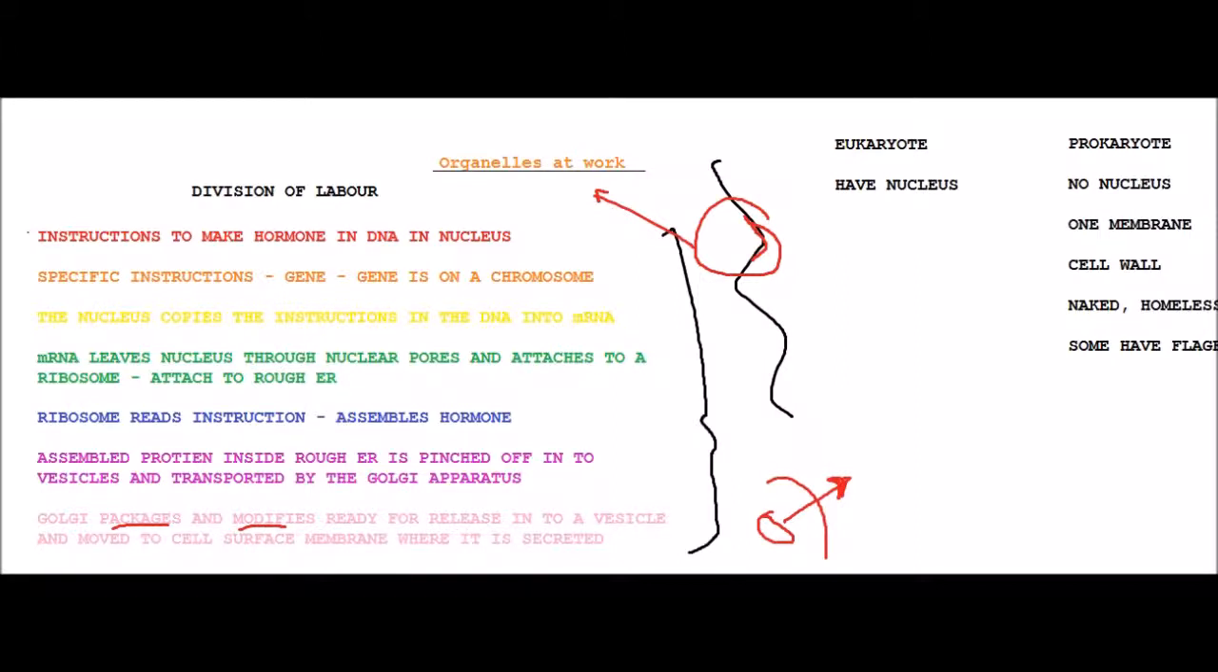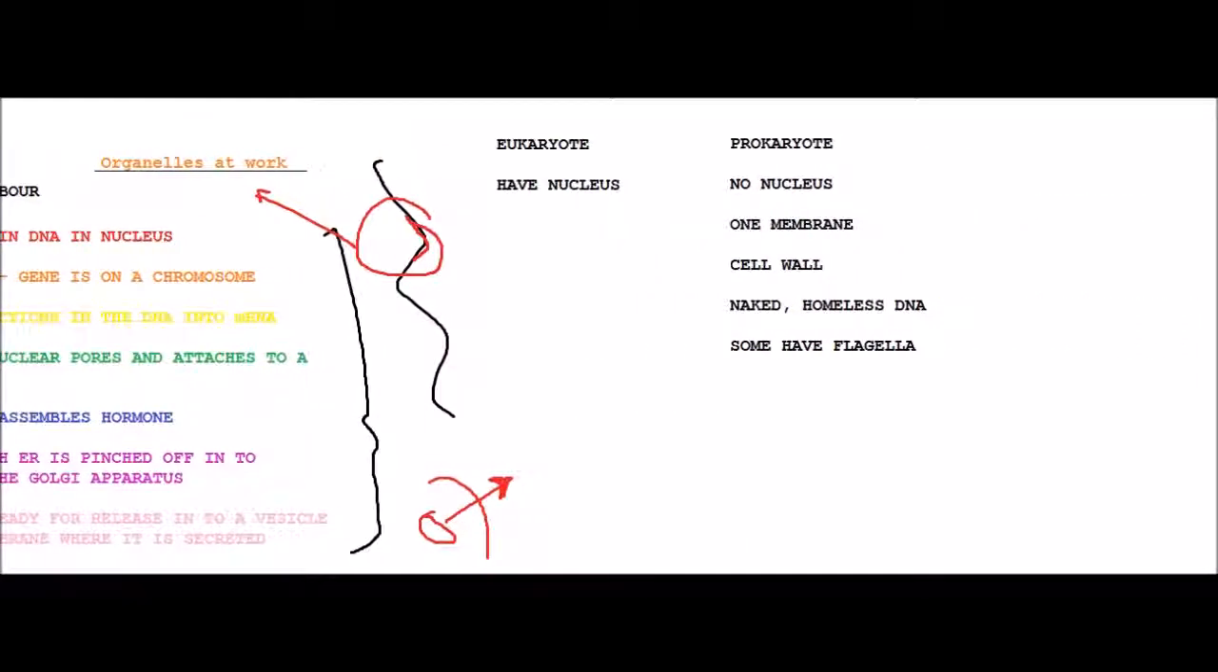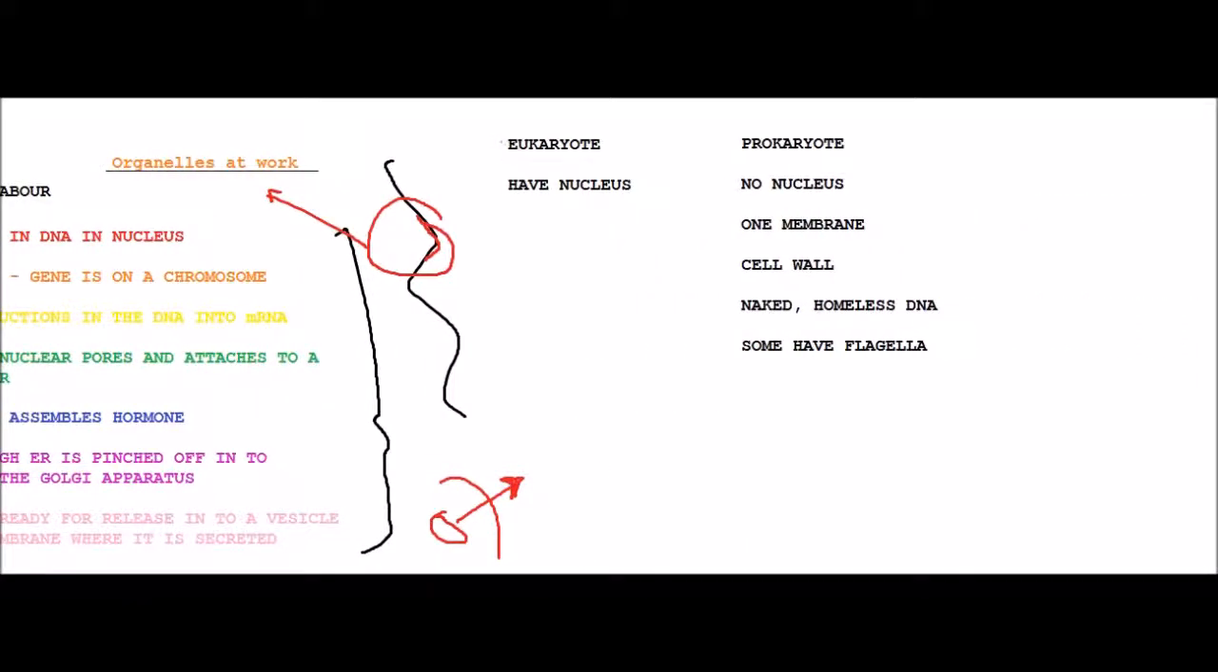And the next thing to learn about organelles at work, the next thing in this textbook, is the difference between eukaryotic cells and prokaryotic cells. So basically, eukaryotes have a nucleus. I remember this by: you being me, and I have nucleuses in my cells, so that's a eukaryote. And a prokaryote does not have a nucleus as such.